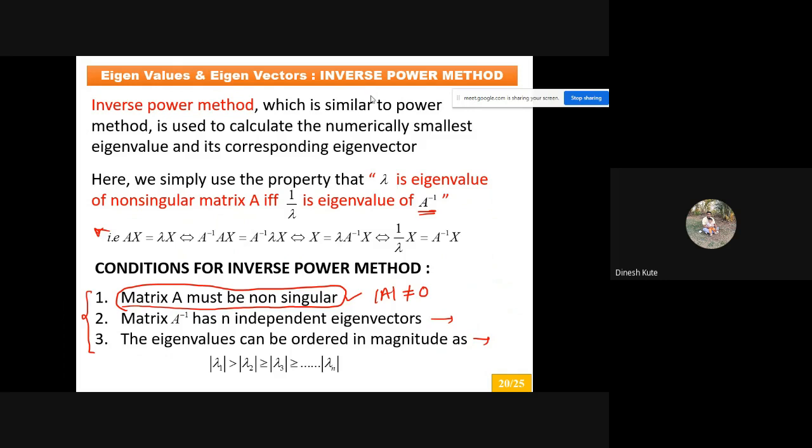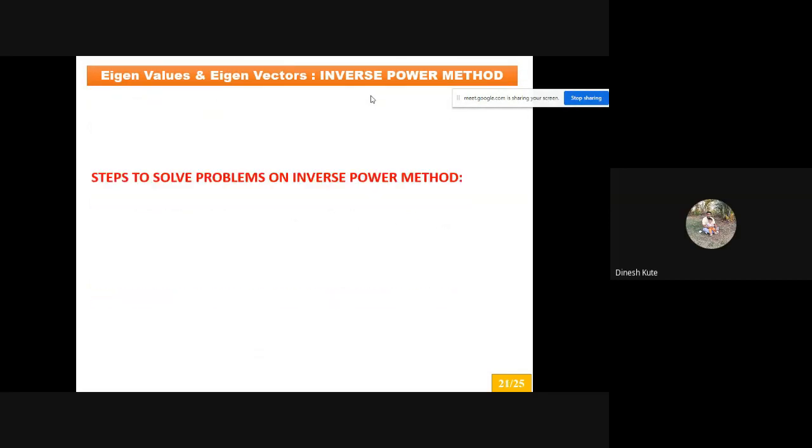Is this clear? Is the approach of inverse power method clear to everyone? If you have any doubt, you can ask me directly and I will explain one more time. Is this approach clear to everyone? Clear, sir. Okay. Now we'll take one example on this method.